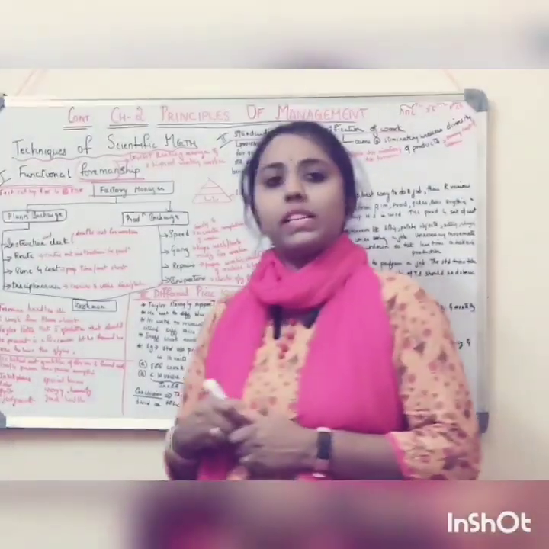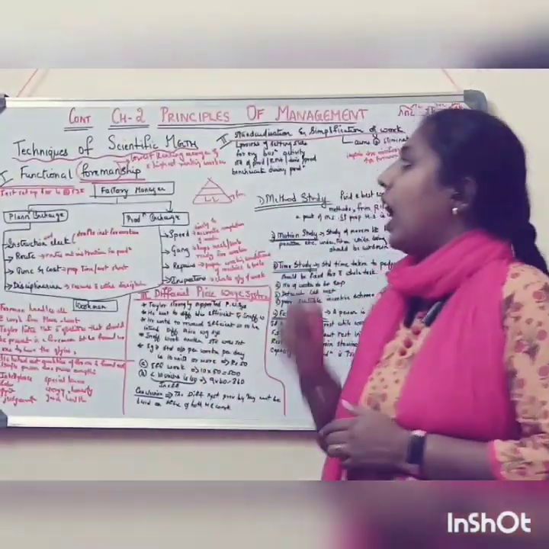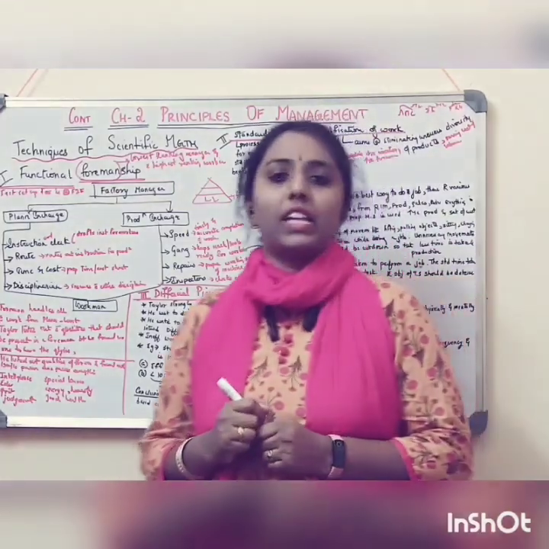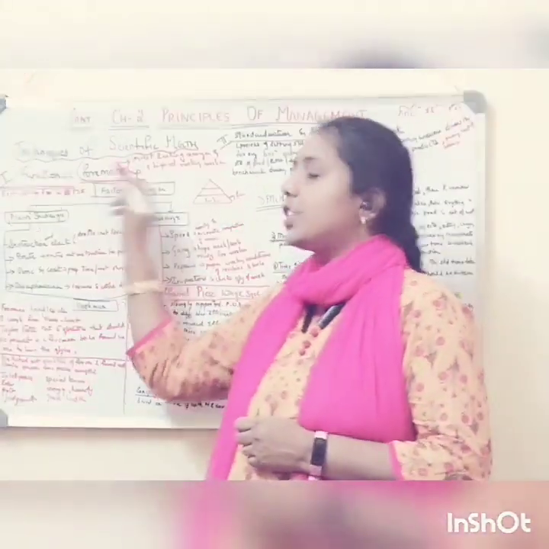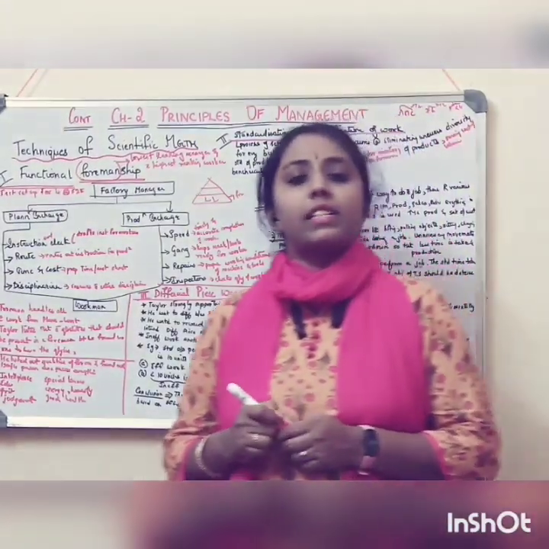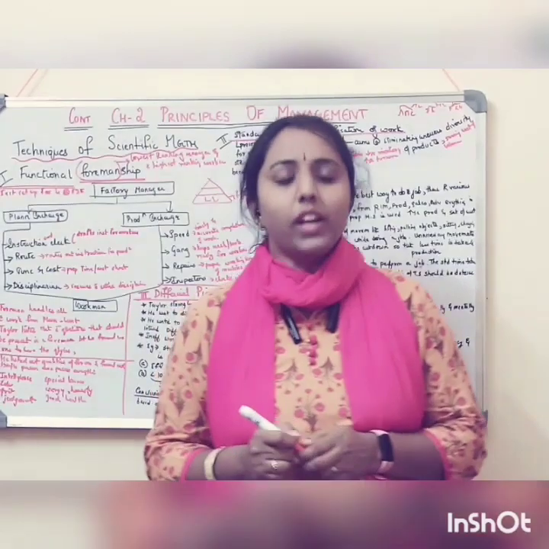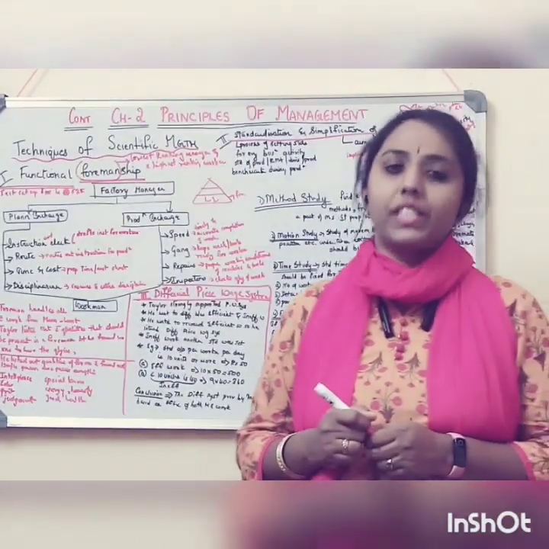Now we will be studying the techniques of scientific management. Under the techniques of scientific management, we have 3 topics. The first one is functional foremanship. The second topic is standardization and simplification of work. And the third topic is differential piece wage system.